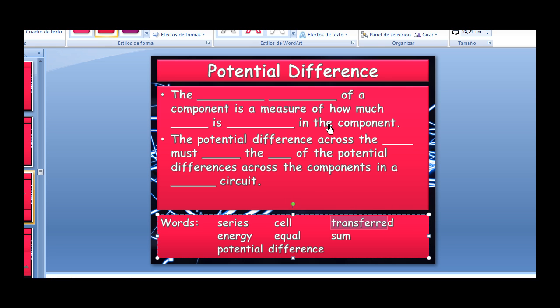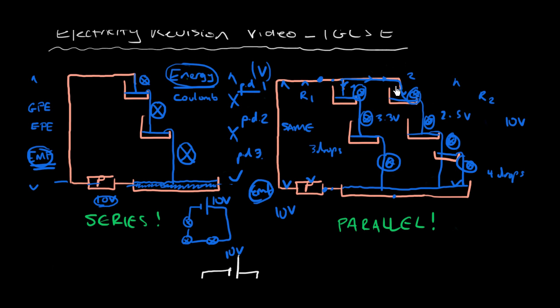in the component. Okay, as we said before, how much energy is transferred between when the electrons are over here and when they are here, that's how much potential difference is across that component, that light bulb or whatever you've connected there.